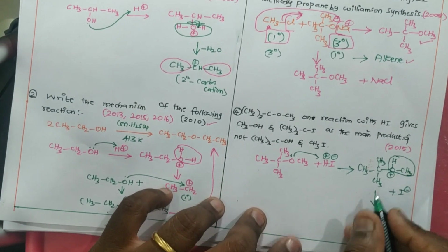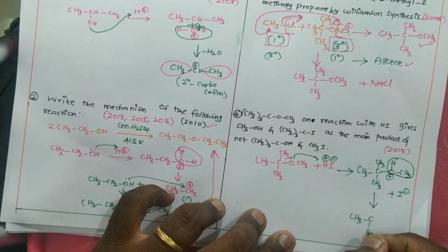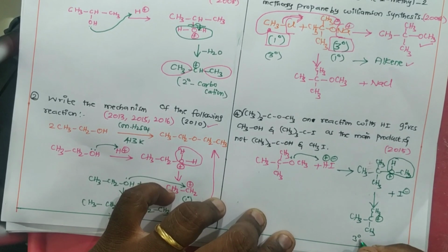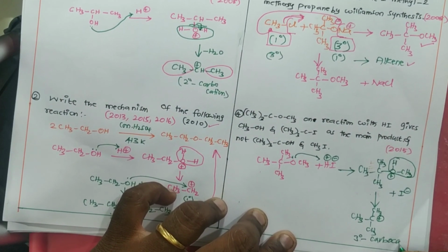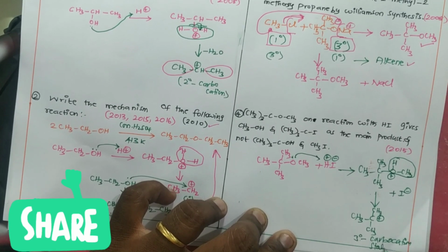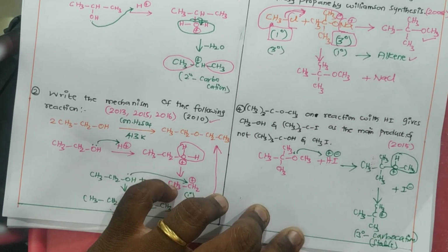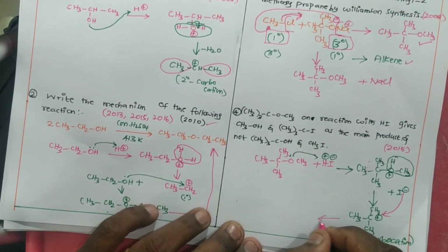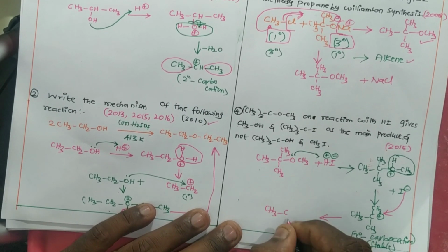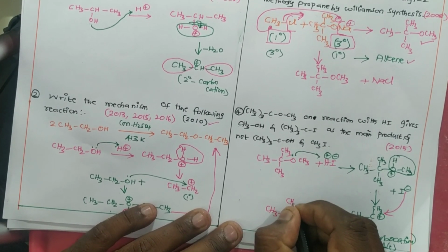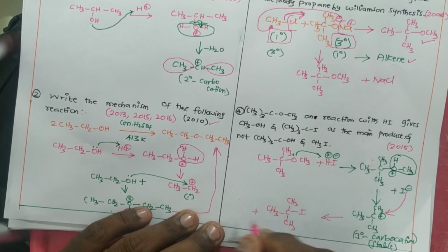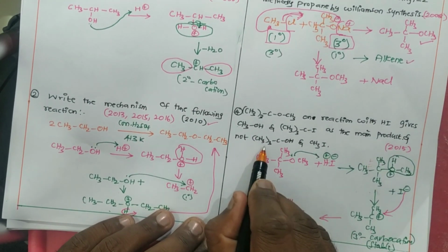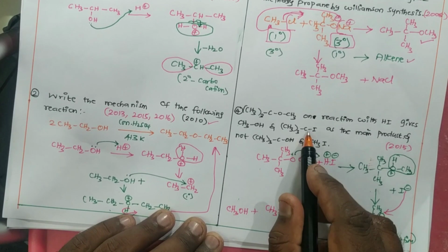Because it forms a 3 degree carbocation, CH3C, CH3 and one CH3, this is a 3 degree carbocation that is formed. This is highly stable. By the way, this nucleophile, that is I minus, will come and attack. I'll be getting a product like CH3, one more CH3 is there, along with I. With that, I'll be getting CH3OH. Are you able to understand? Because I am not getting alcohol here, I'll be getting only alkyl halide.